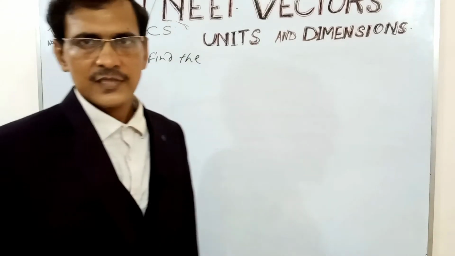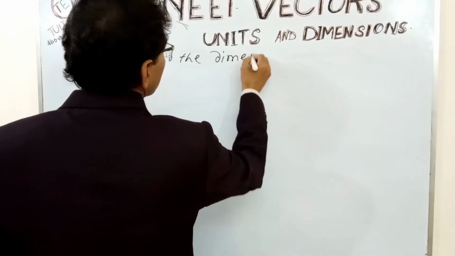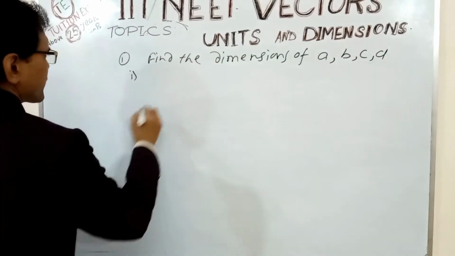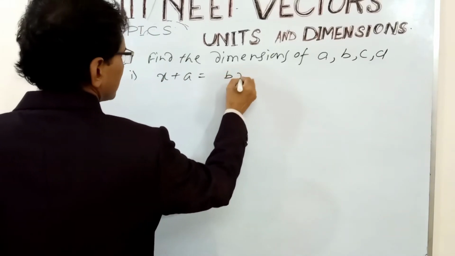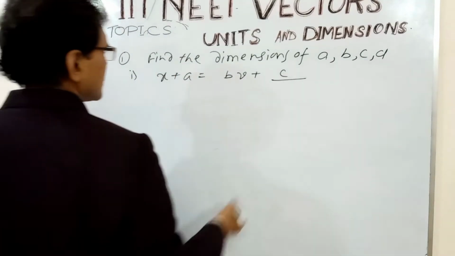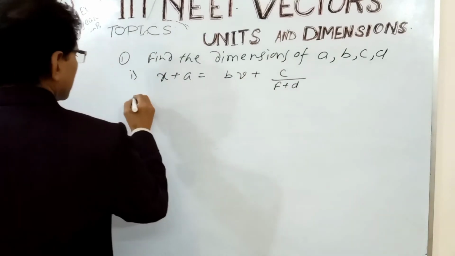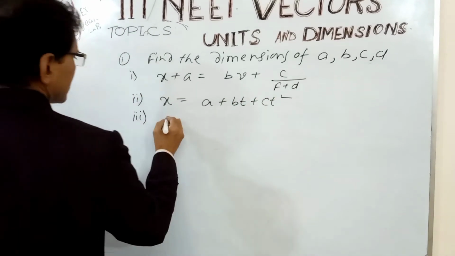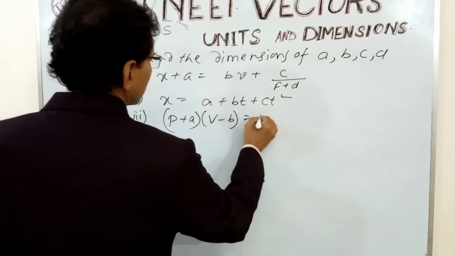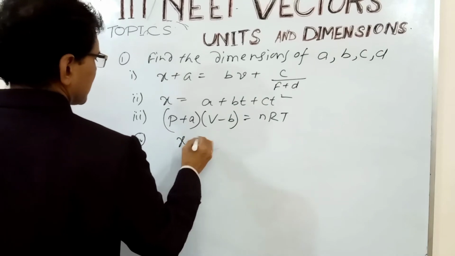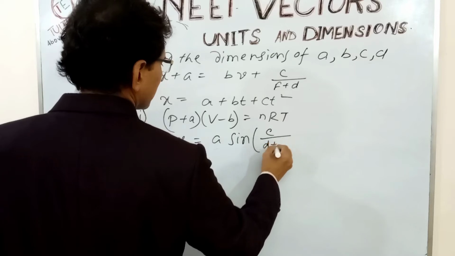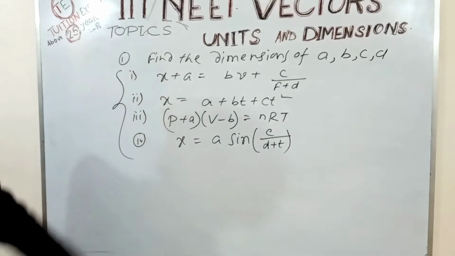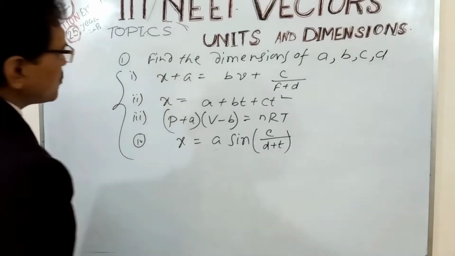Now let's discuss some problems. Find the dimensions of A, B, C, D. Suppose the first question. These are the equations. We have to find the dimensions of A, B, C, D from these equations.